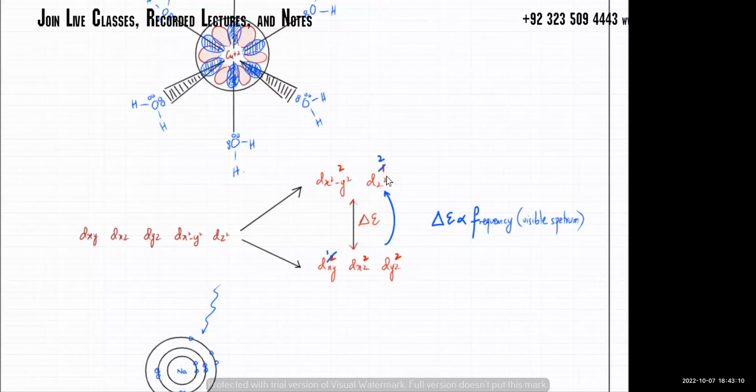ठीक है, तो ये idea clear है कि why are transition metals colored, और ये भी idea clear है कि there's nothing special about them being colored. Almost all atoms actually do that. Is that clear?